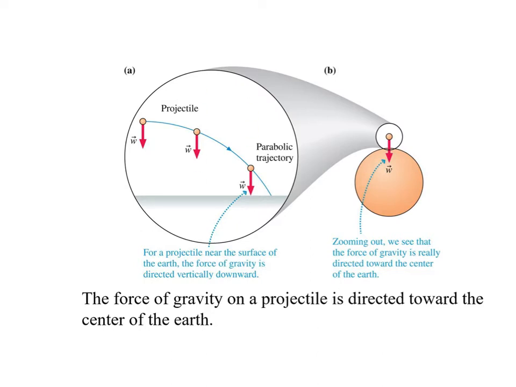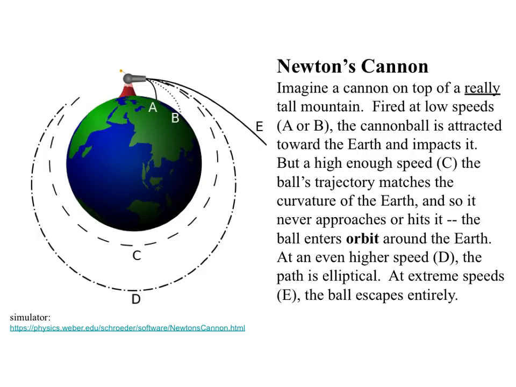On the other hand, if you pull far enough away from the Earth that it's curved, then downward, which is always towards the center, might be in different directions for different objects. And so things get more complicated. This led to a thought experiment called Newton's cannon.